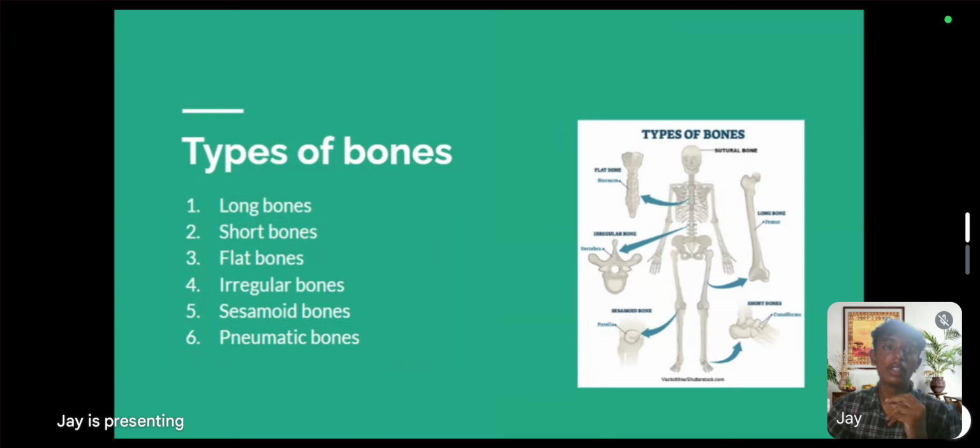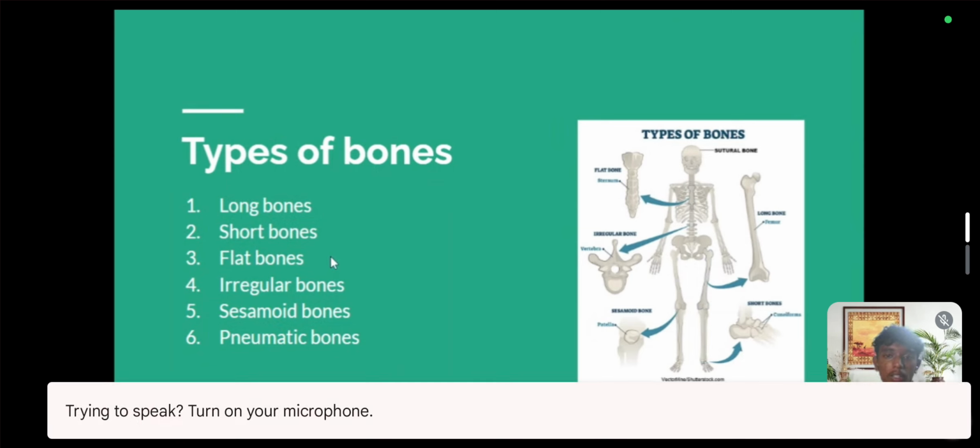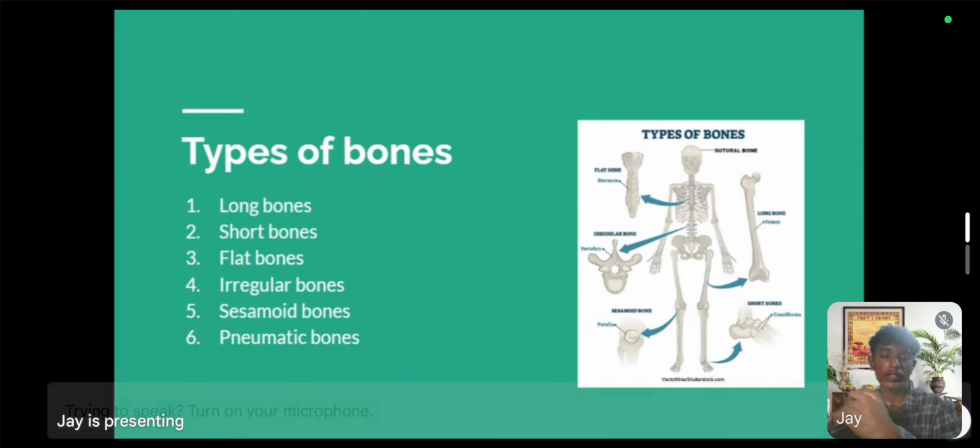Okay, so there are many types of bones, and let's just look at them. First, we have long bones. The example of long bones is the femur. Short bones, the example of short bones is the cuneiforms in our feet. And then flat bones are the sternum and stuff like that. After that, irregular bones. Irregular bones are basically our facial bones, like the mandible. And then sesamoid bones. Sesamoid bones is the patella that we have in our knee.